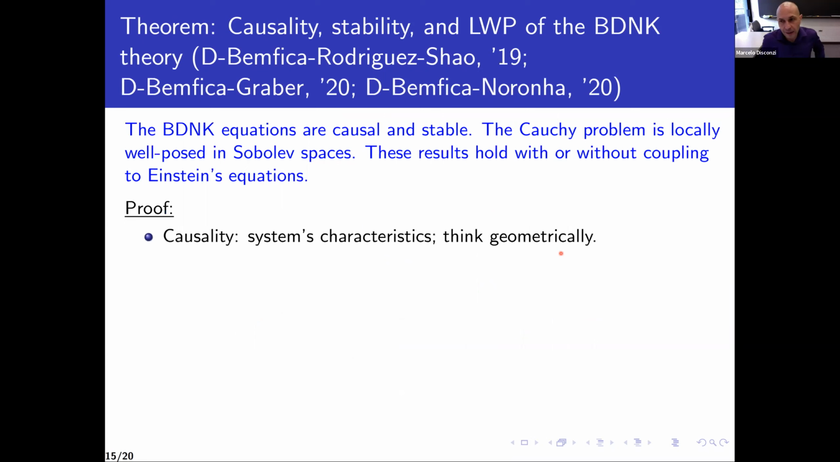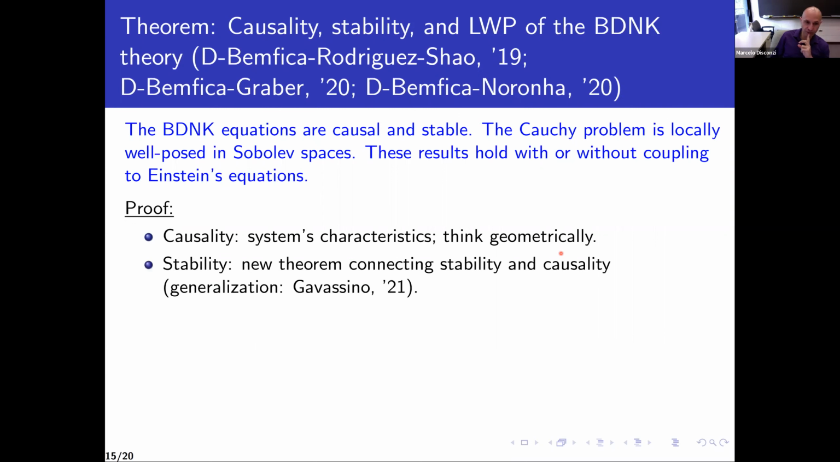Okay, so let me tell you how this is proven very quickly. Again, causality boils down to computing the characteristics. The equations are very complicated. We have to more or less think geometrically. This is similar to what we did before for Israel-Stewart. For stability, we rely on a new theorem that we prove that connects stability to causality. It's a long story, but there's a theorem now connecting stability and causality. And then we proved causality. Then you could use this theorem to establish stability. Let me just point out that this theorem has been recently generalized by GUOSIMP.